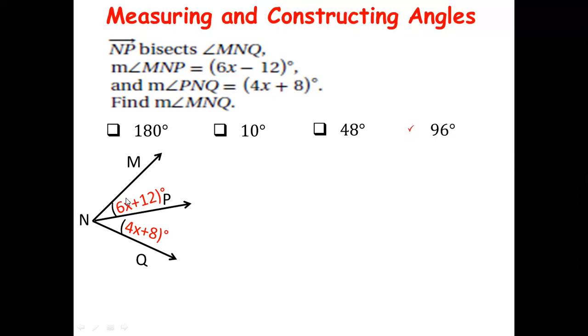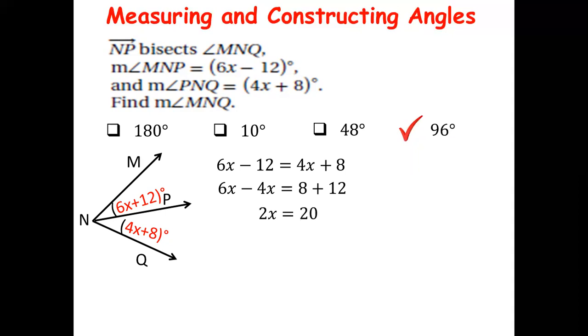So now that you know that this angle is equal to this angle because they have been bisected, just previously I explained bisect means divide the angle into two equal parts. So I can say angle MNP is equal to angle PNQ. So these two angles are equal. So the first thing you have to do is say 6x minus 12 equals 4x plus 8, because we need to find the value of x first here. When you solve, you will move the variable to one side and keep the numbers on the other. So that will give you 2x equals 20. The value of x is going to be 10.